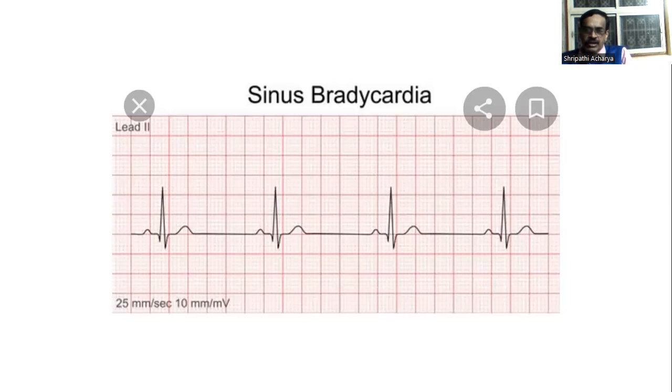So here the RR interval is 30 millimeter. So the ventricular rate is 50 per minute. Less than 60, that is known as bradycardia. Here it is sinus bradycardia. Sinus bradycardia is seen in conditions like athletes, hypothyroidism cases, drugs like digoxin, and in conditions with increased intracranial pressure.